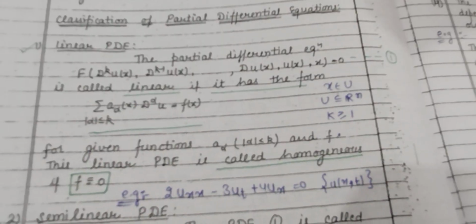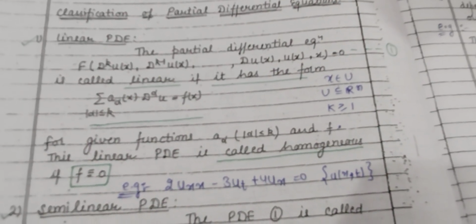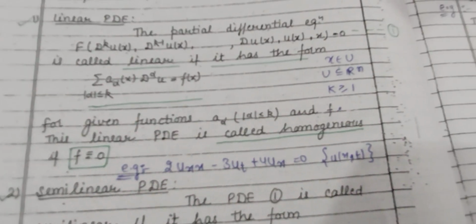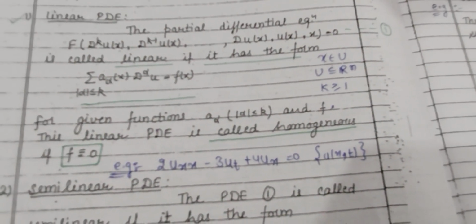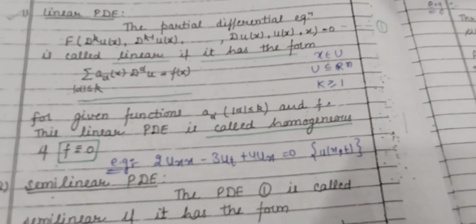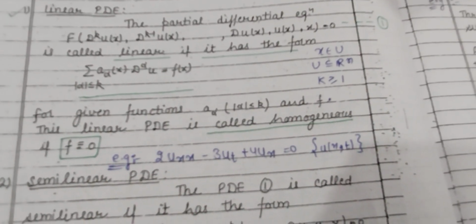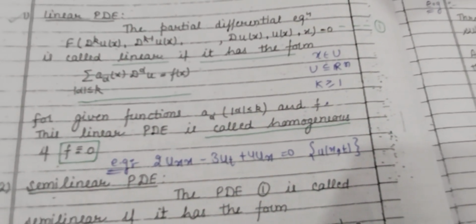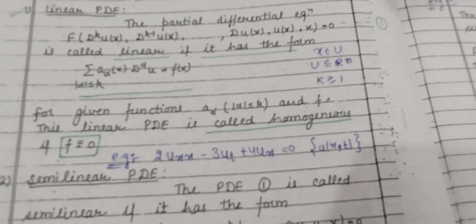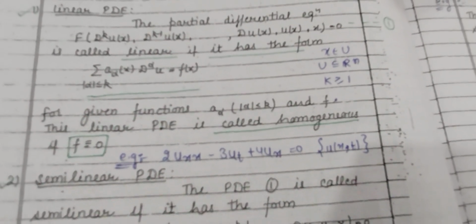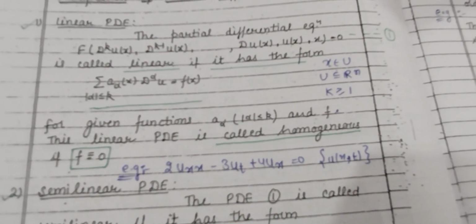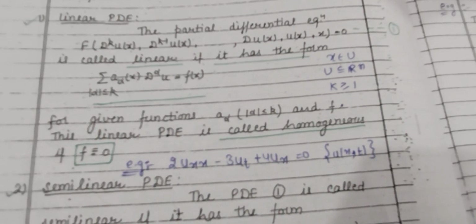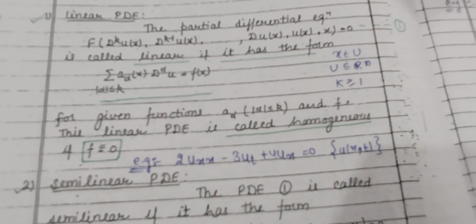A differential equation is of two types: either it is linear or non-linear. Now, first is linear partial differential equation. The partial differential equation F(D^k u, D^(k-1) u, ..., Du, u, x) = 0, which is the general kth order partial differential equation, is called linear if it has the form summation over |alpha| <= k of a_alpha(x) D^alpha u = f(x).